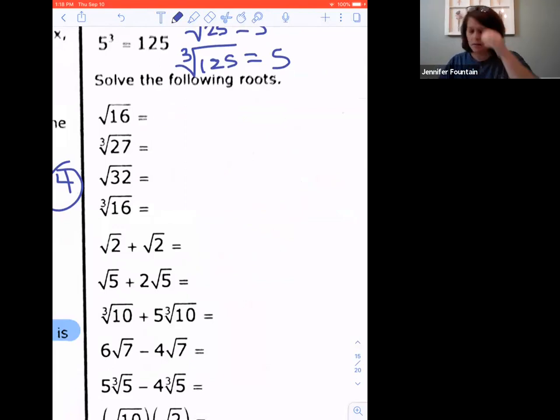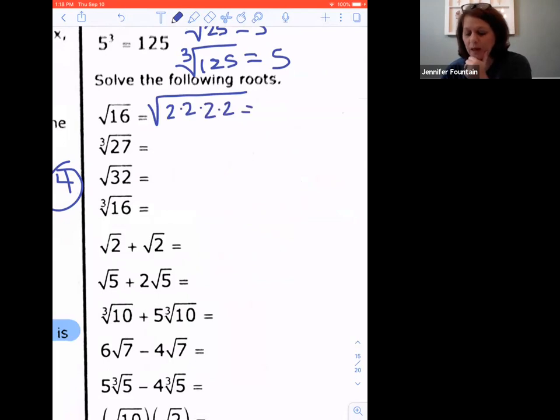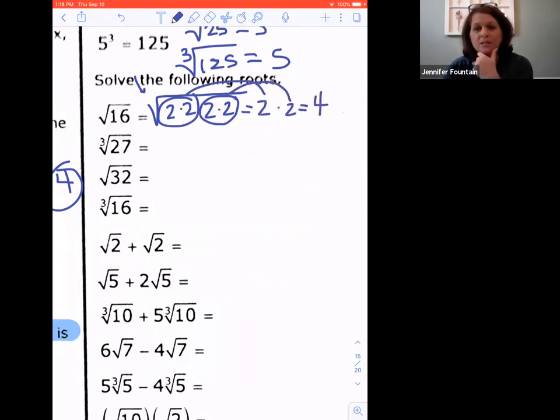This first one, I know that 16 is a perfect square. So I know that the square root of 16 is 4, but if I did not know that, I would have to start out with prime factors, working with my buddies, which is 2 times 2 times 2 times 2. My index here is 2, so I need 2 buddies to come outside, so I circle 2 buddies. That one comes out as a whole number, that one comes out as a whole number, and 2 times 2 is 4.